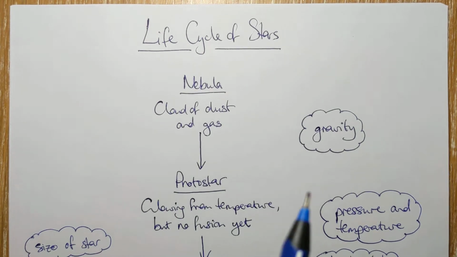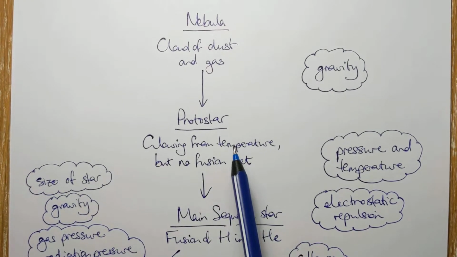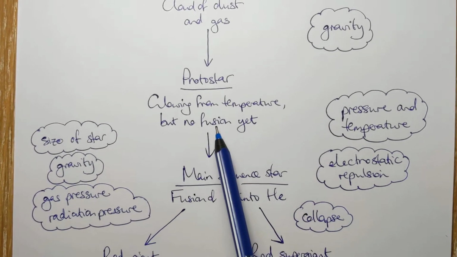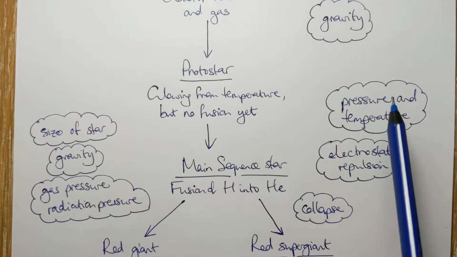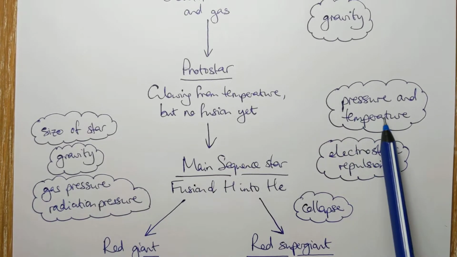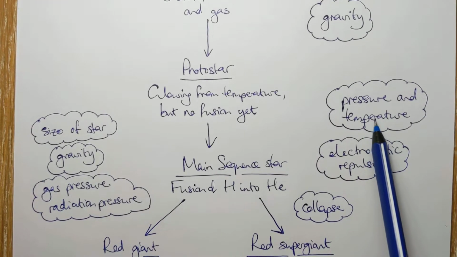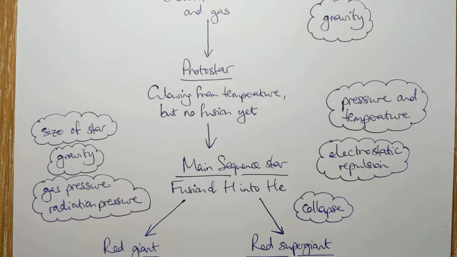So as a clump of dust and gas keeps pulling together, its pressure increases and that makes its temperature go up. And so it'll start to glow, but there's no fusion happening yet. So it's not a proper star yet. For you to get fusion happening, you need to have gravity keep pulling it together until the pressure and the temperature get very high. And that's because at very high pressures and temperatures, the particles are hitting each other at very high speed. And you need that to get the protons close enough together to make them stick together.